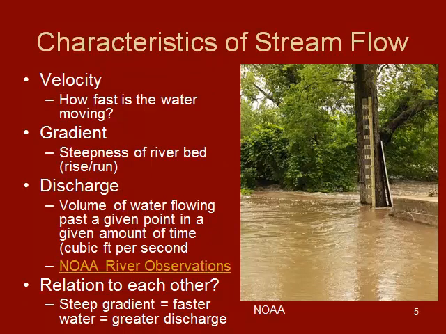So some characteristics of stream flow. There's a few different things that we measure. The velocity, so how fast the water's moving. The gradient of the riverbed, so that's basically the steepness of the riverbed, and that is calculated through rise over run. So you figure out the difference in elevation between 2 points, and then the horizontal surface distance between those 2 points.